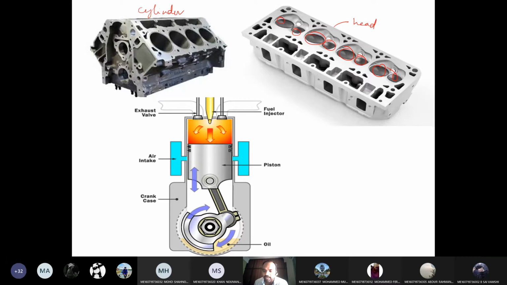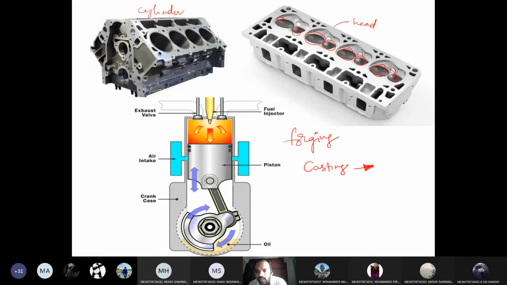Most of the parts of the engine are manufactured using either a forging operation or a casting operation. You already studied casting and forging in manufacturing processes. What is meant by casting?